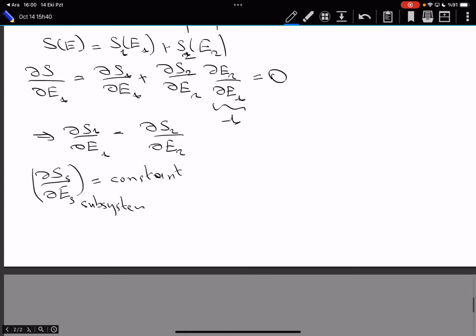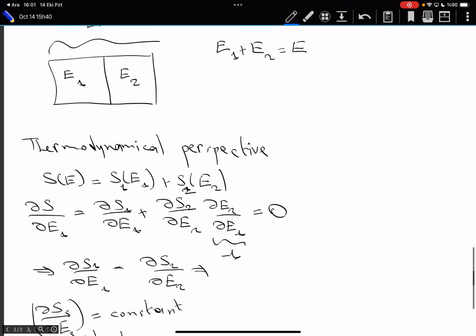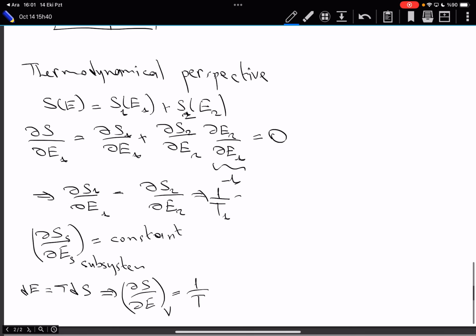Well, we know that dE is TdS. Volume is constant. I'm not allowing the volume to change, so the only thing that can change is the energy and the entropy. Well, this tells me that dS by dE is just 1 over T. So the maximization of the entropy already tells me that when these two subsystems are in equilibrium, their inverse temperatures have to be equal. So maximization of entropy already tells me that the system should have a uniform temperature.